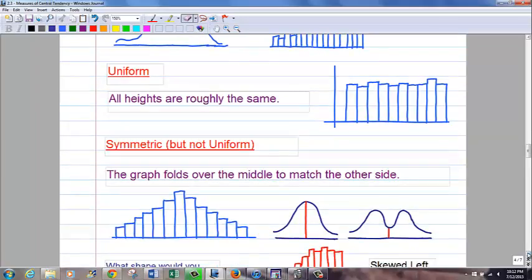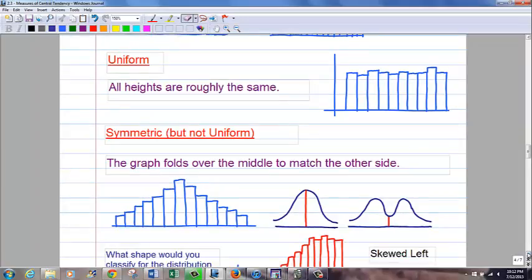Now we look at what's called symmetric, but not uniform. In other words, all uniforms are symmetric, but not all symmetrics are uniform. So we're looking at non-uniform symmetric. Because the idea behind symmetric is if you just take the middle and you fold it across the middle, it's the same or roughly the same, close to being the same on the other side. So you see, any uniform would be symmetric, but we keep uniform as its own category. So like, see, you took this middle bar, folded it over, it would be the same on both sides.